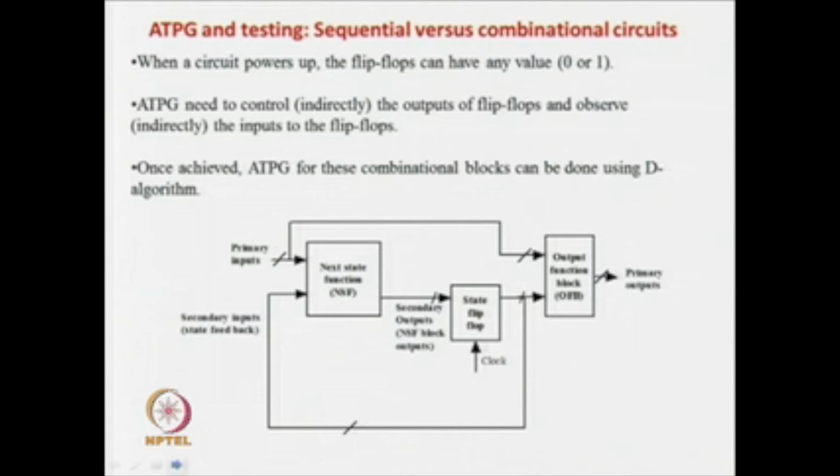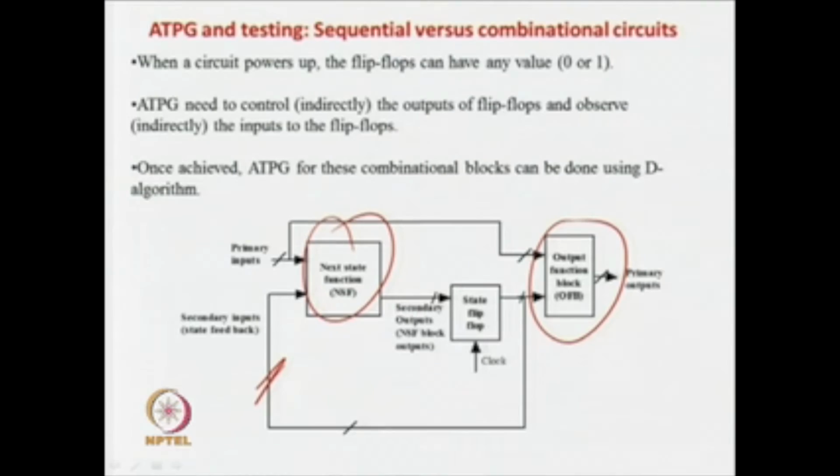We require 2 extra steps, that is, when you are going to test a sequential circuit, there are 2 combinational blocks. You can directly use the combinational algorithms like ATPG, D algorithm and all, but with an extra constraint that somehow you should control them indirectly and somehow you should observe them indirectly. Similarly, for the output block you can observe directly for this part, no problem, but somehow you should control this indirectly. So, that is what is said.